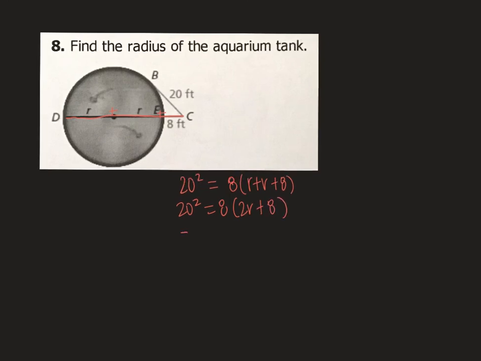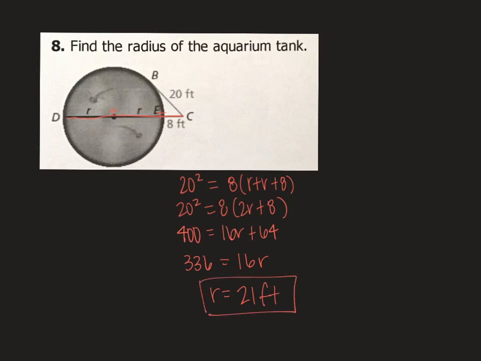So 20 squared is 400. 8 times 2r is 16r. 8 times 8 is 64. So I'm going to subtract my 64 to get 336. I'm going to divide by 16 to get a radius of 21 feet.